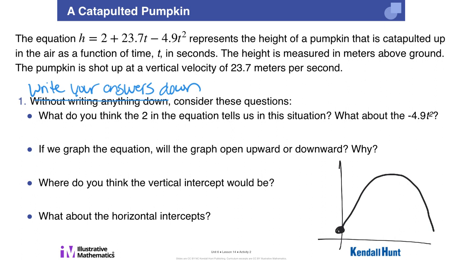The vertical intercept right here is going to be at (0, 2) because we know that that is the y-intercept from the equation. As for the horizontal intercepts, one of them would be over here in the negatives, and that one's not going to make sense for us because that would be negative time. And the other one is going to be out here somewhere. We don't know the exact seconds, and we don't really have the calculations yet to determine that. We will get to that point later.